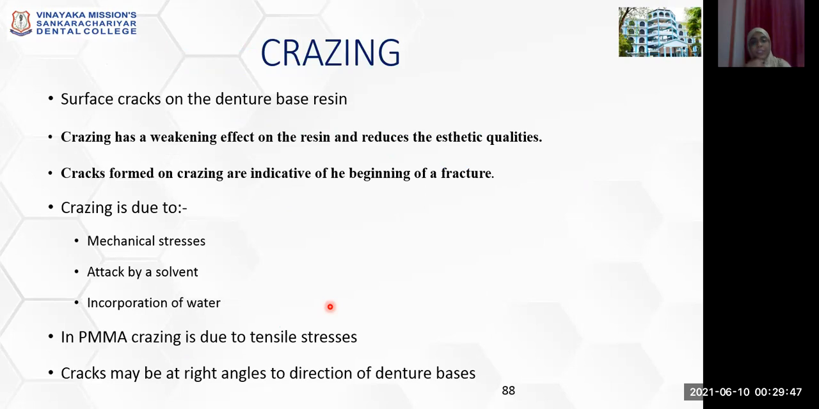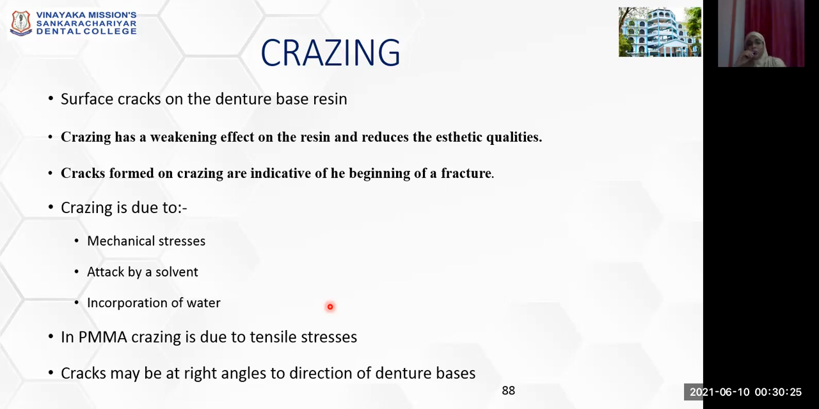Fine. Next, the other important property we are going to see is crazing. Crazing is nothing but small surface cracks which you can see on the denture base. Again, this is not going to be aesthetically pleasing, and it's going to have a weakening effect on the denture, because crazing can further deteriorate and lead to fracture. And why is this crazing occurring? It's because of the various mechanical stresses which the denture base is subjected to, or when it is attacked by some solvent, or when some water is getting incorporated into the denture, you can have this crazing effect.